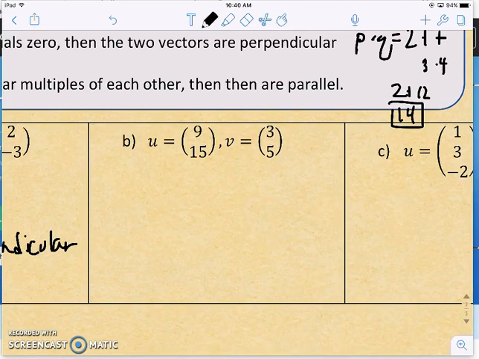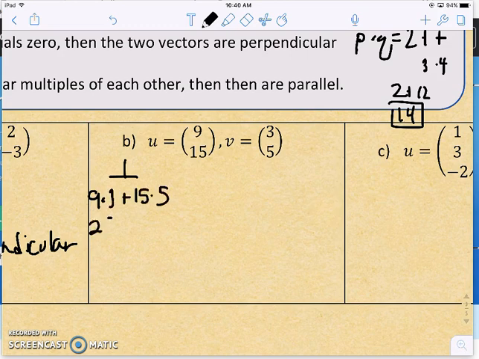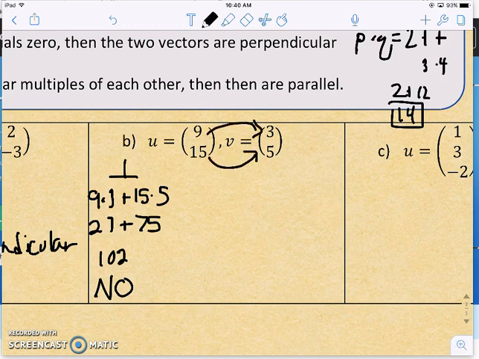For the second one, let's see if they're perpendicular. 9 times 3 plus 15 times 5. So 27 plus 75, so 102, so no to perpendicular. Well, if they're multiples of each other, how do we get from here to here? That's times 1/3, times 1/3. So they're both the same, so these are parallel.